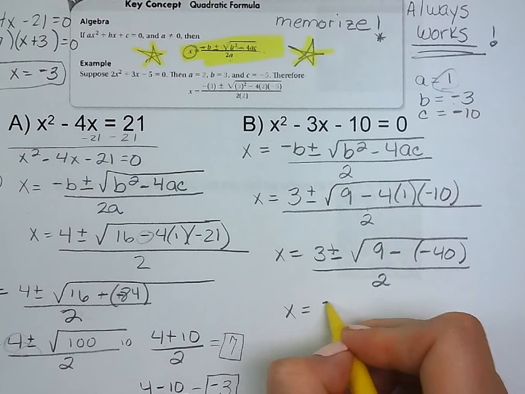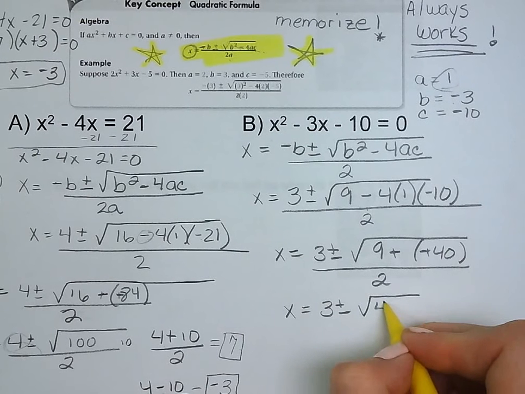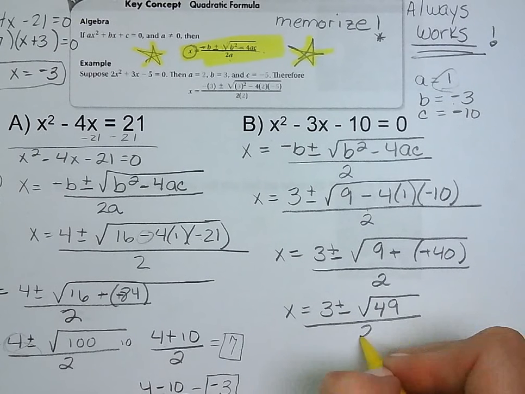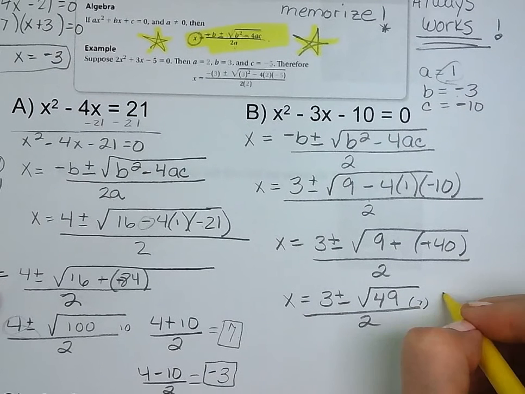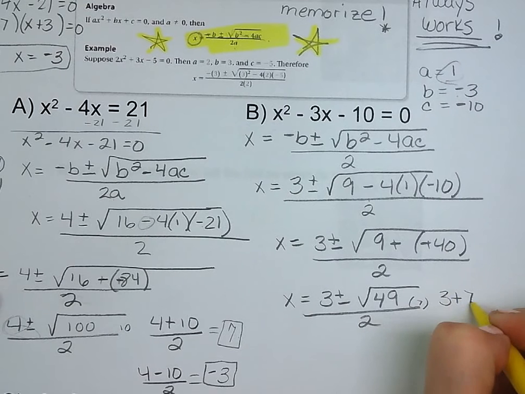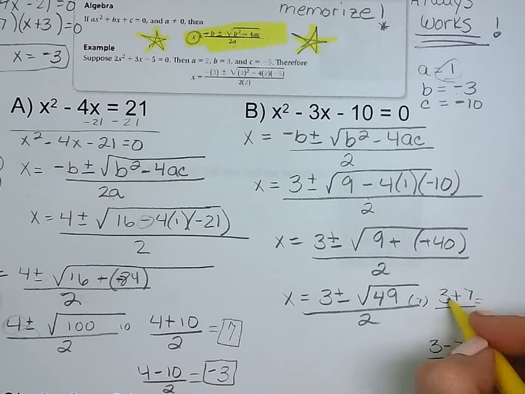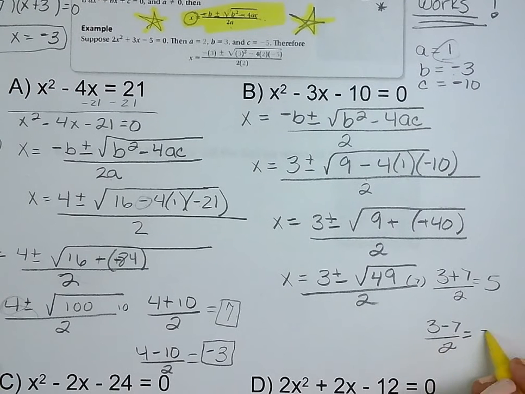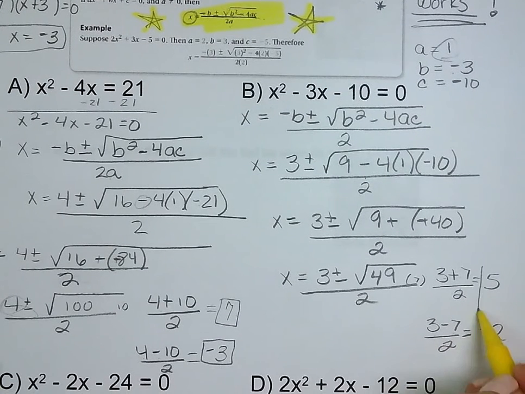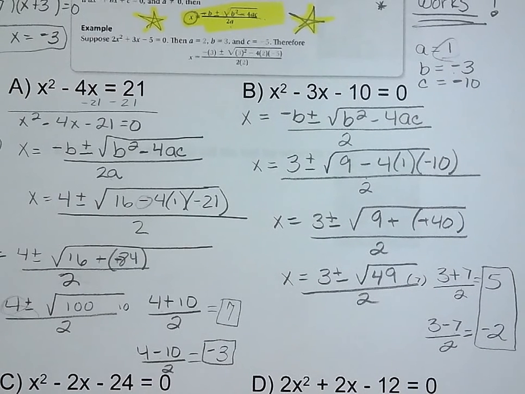Well, 9 minus negative 40, that's going to be a positive 49. So the square root of 49 over 2. We all know that the square root of 49 is going to be 7. So we have 3 plus 7 over 2 and 3 minus 7 over 2. 3 plus 7 is 10, divided by 2 is 5. 3 minus 7 is negative 4, divided by 2 is negative 2. Those are your two solutions, 5 and negative 2.